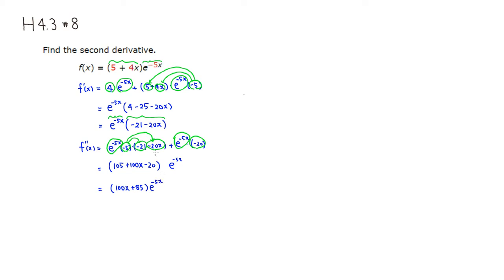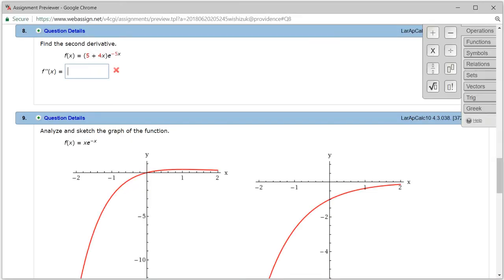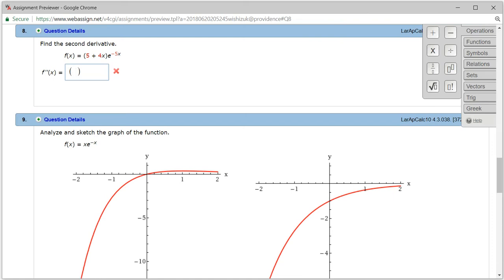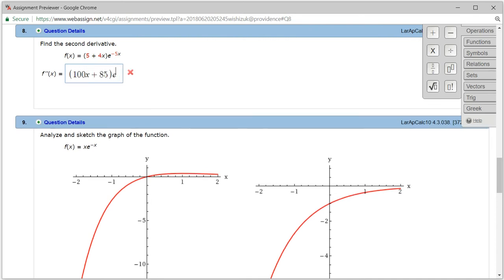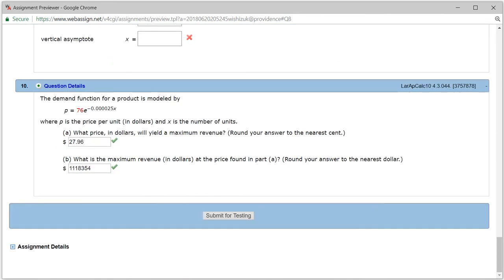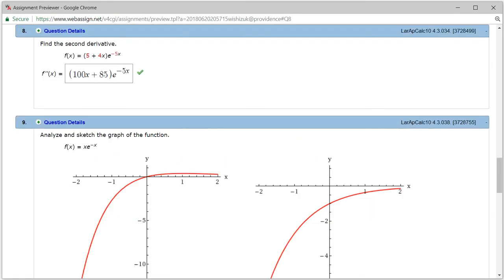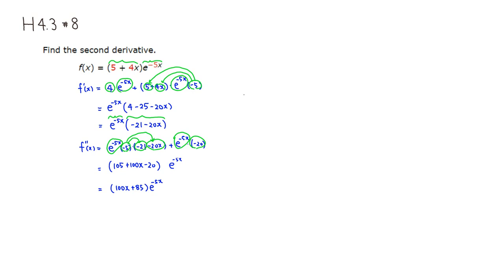All right, so let's type it in. We got 100x plus 85, and e to the negative 5x. Let's check the answer. Submit for testing. It came back and looks like we got this one correctly. All right, that's it. I hope that this was clear.